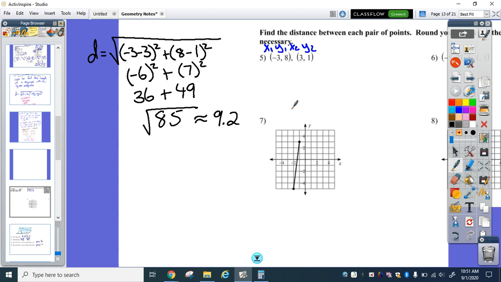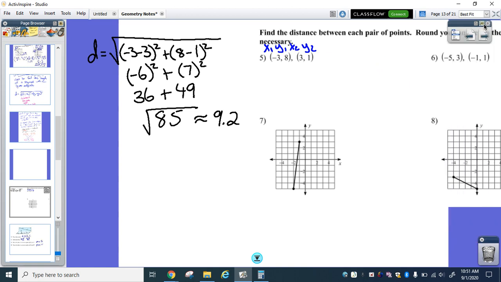So that's all the distance formula really is. It's plugging numbers in and working your formula until you've simplified. So let's take a look at number 6. Let's shrink this up and see if we can work number 6 here. So number 6, again, x1, y1, x2, and y2. Just give yourself some labels so you don't lose your order.